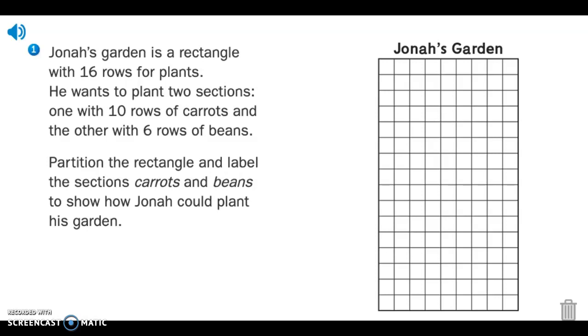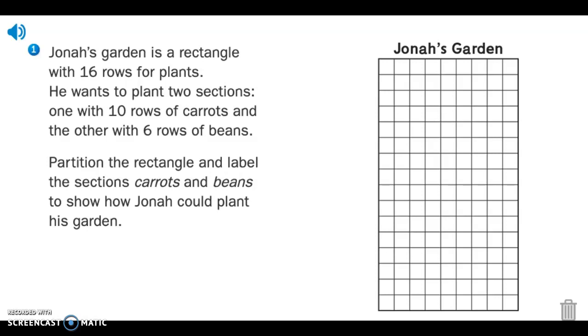It says Jonah's garden is a rectangle with 16 rows for plants. He wants to plant two sections, one with 10 rows of carrots and the other with 6 rows of beans. Partition the rectangle and label the sections carrots and beans to show how Jonah could plant his garden.